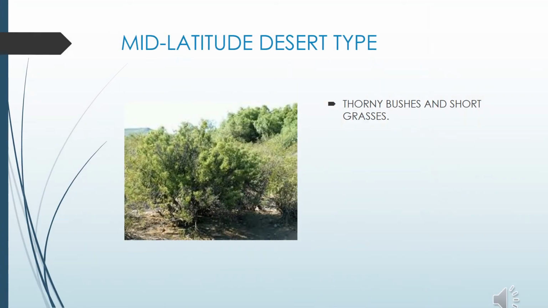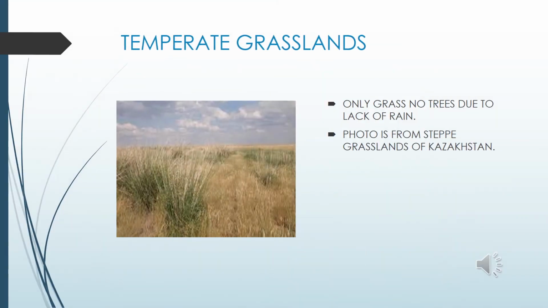Mid-latitude desert type. Mid-latitude desert type has thorny bushes and short grasses, which you can see in the picture. Temperate grasslands. Temperate grassland has short grass stretching across plains, and there is only grass, no trees, due to lack of rain. And this photo is from the steppe grasslands of Kazakhstan.